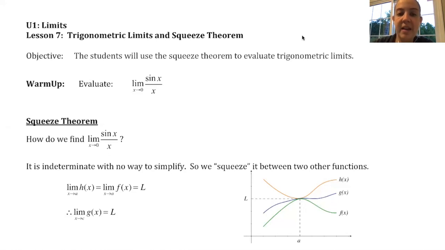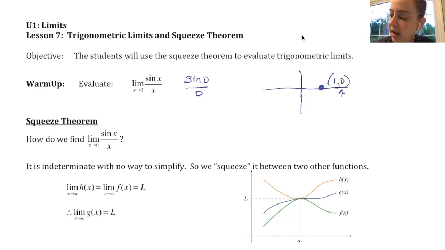We want to evaluate the limit as x approaches 0 of sine of x over x. Just like any limit problem, the first thing you have to do is put in the 0. So I've got sine of 0 over 0. Sine of 0, again, that unit circle, you've heard me talk about it a lot the last few days. Here's 0, and your ordered pair is 1, 0. Sine is the y value, so sine of 0 is 0 over 0.